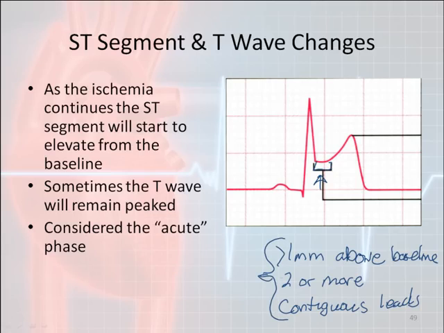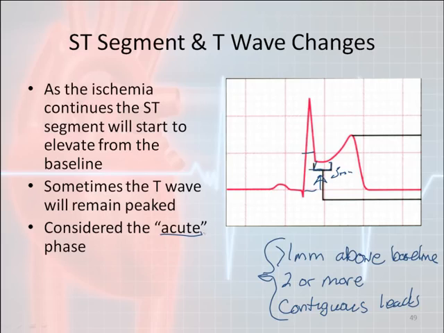In this case, it's pretty obvious that this is probably 3 millimeters. So if you look at from here to here is 5, that's about 3. So it looks like there's about 3 millimeters of elevation there. So I'd definitely say that this person is having a heart attack now. So the first phase was a hyperacute phase. If you have ST segment elevation, it is now the acute phase. So we progressed from hyperacute to acute.